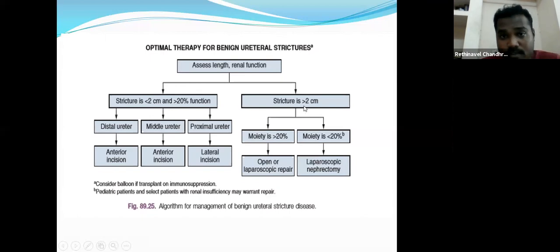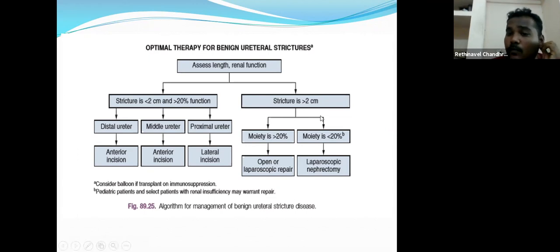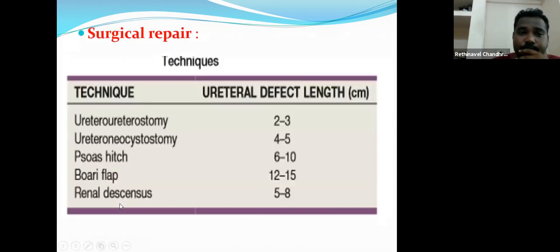If there is more than 2 centimeter stricture, then you have to look at the renal function. As already told, whenever there is less than 20% or less than 10% function, there is no role for doing any procedure. Simply you can do a nephrectomy, because the kidney function is almost lost. So when the function is more than 20% and the stricture is also more than 2 centimeter, it is better to do an open procedure, either laparoscopy or open, because the success rate is very low in more than 2 centimeter stricture disease.